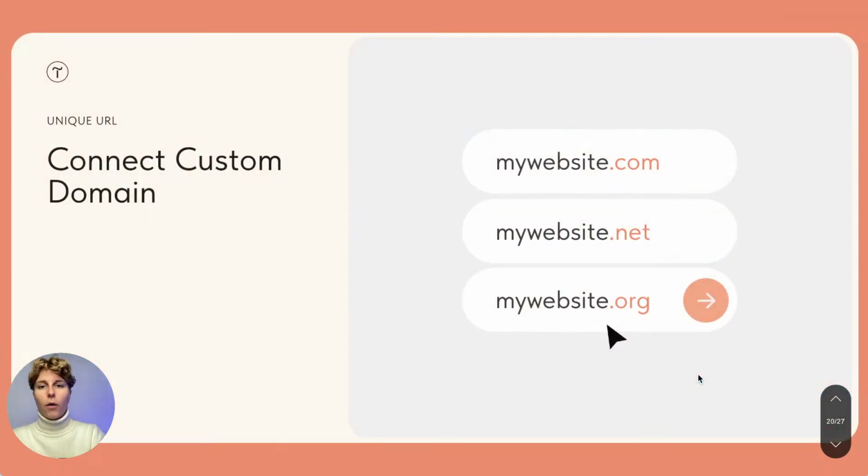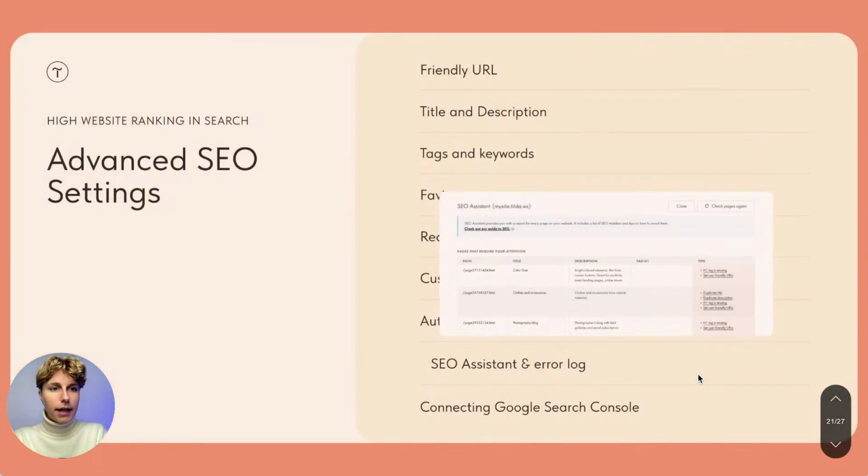Okay. Now, as for the URL address, so the name of the link of your website, how do you set it up on Tilda? You can totally connect your custom domain, such as my website, which is the example of the name of your website, right? .com, .net, .org, whatever you want. As well as you can use the free subdomain on Tilda. That is available also on the free Tilda plan, and I will show you later where you can set it up.